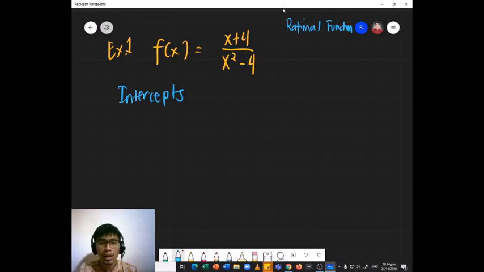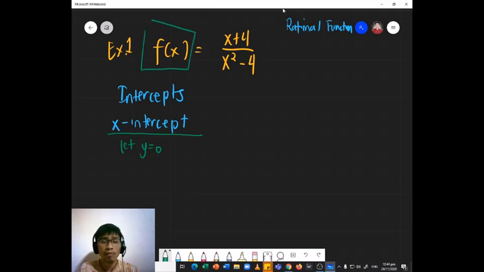Let's begin with the x-intercept. How are we going to find the x-intercept, ladies and gentlemen? To find the x-intercept, we need to let y be equal to 0. So you're going to substitute y in the given equation with 0. As you can observe, we don't have y here, but we believe that way back in our definition of function, f of x is equal to y.